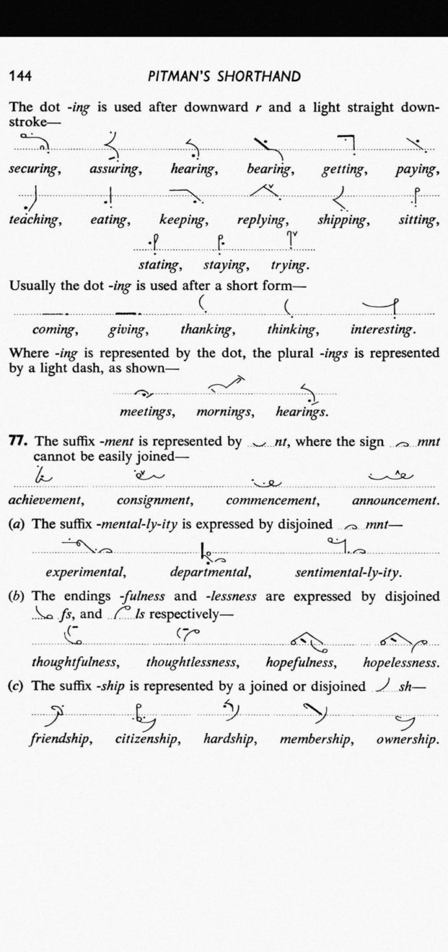Clear है. Next is the endings fulness and lessness are expressed by disjoint fs and ls respectively. अब एंडिंग में कुछ वर्ड्स आते हैं जिसमें लिखा होता है फुलनेस, लेसनेस. तो फुलनेस के लिए एफ विद एस सर्कल इज़ यूज्ड और लेसनेस के लिए अपवर्ड एल विद एस सर्कल इज़ यूज्ड, but in the disjoint form.